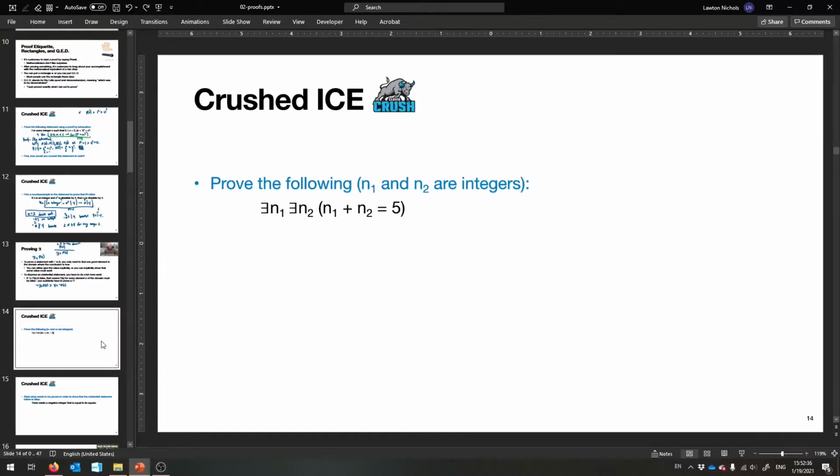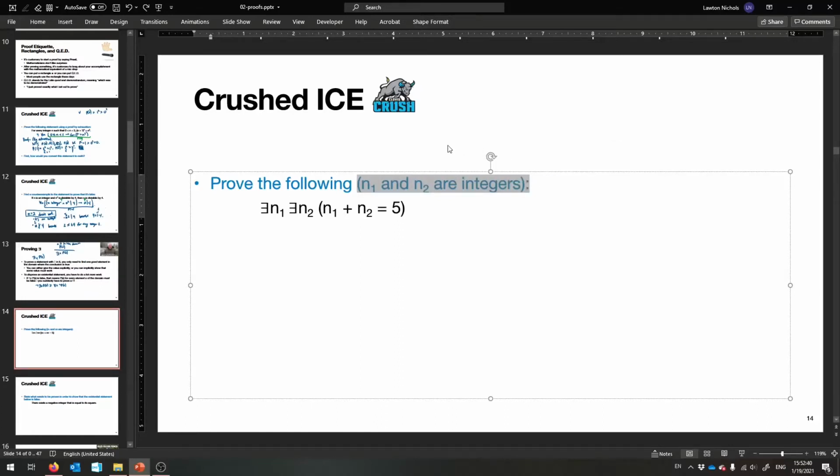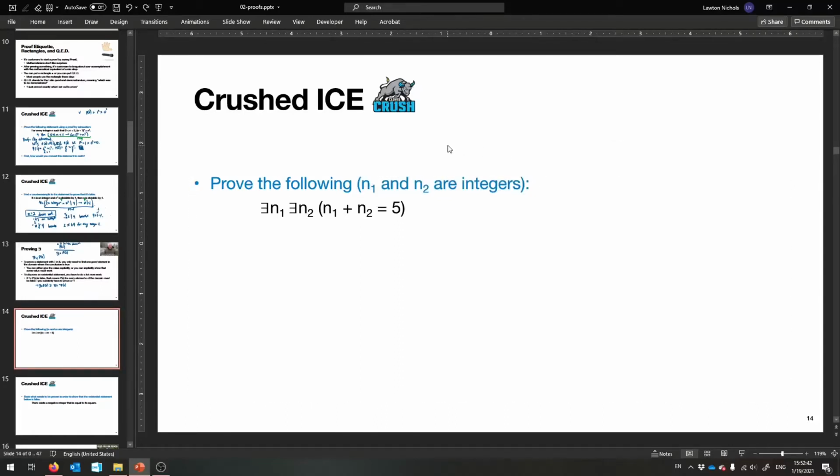Okay, so prove the following statement, where n1 and n2 need to range over integers. That is their domain. Give that a shot, and let's come back here. So hopefully you didn't have any trouble finding your n1 and n2. All you have to do to prove a there exists statement is find values of n1 and n2 such that this holds. Okay? So this is how we prove it.